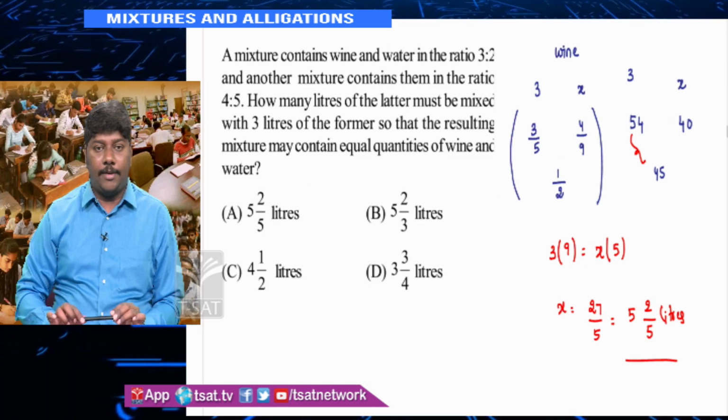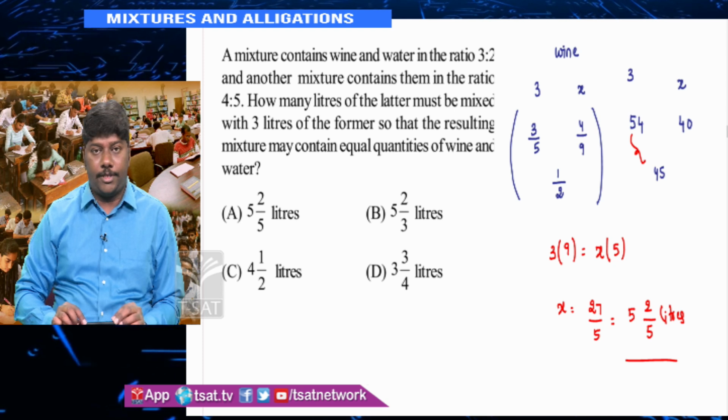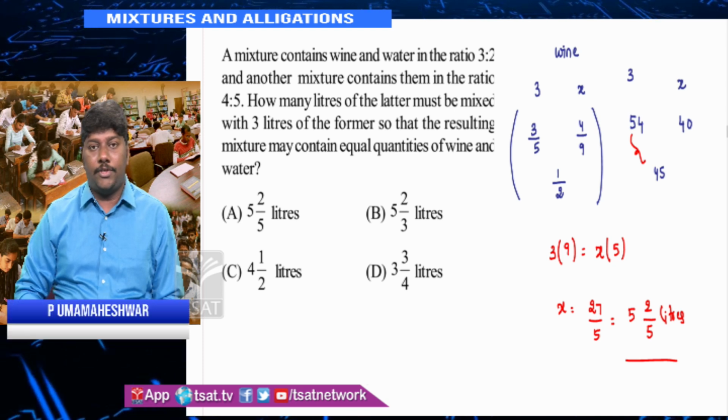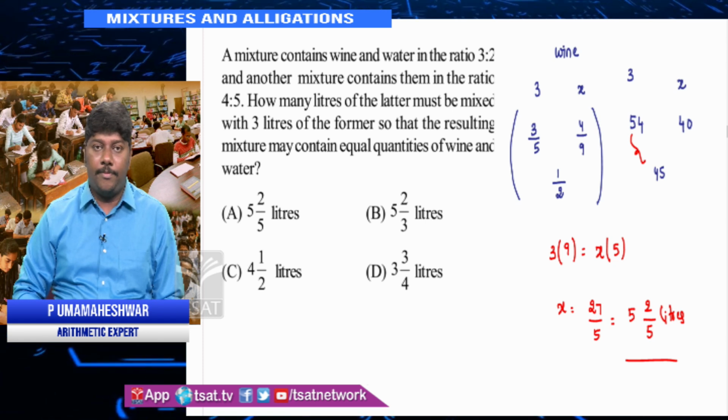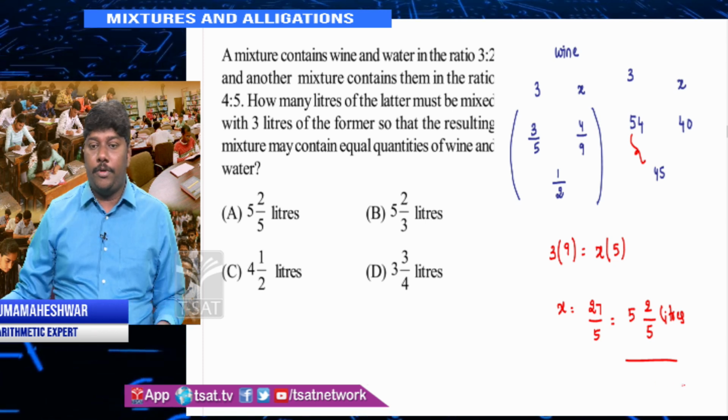This is a typical example of mixtures and alligations, where you are mixing the first one and the second one, and you are getting the third ratio, which is also given. He is asking you how many liters of the second mixture must be mixed. So it is the quantity he is asking.